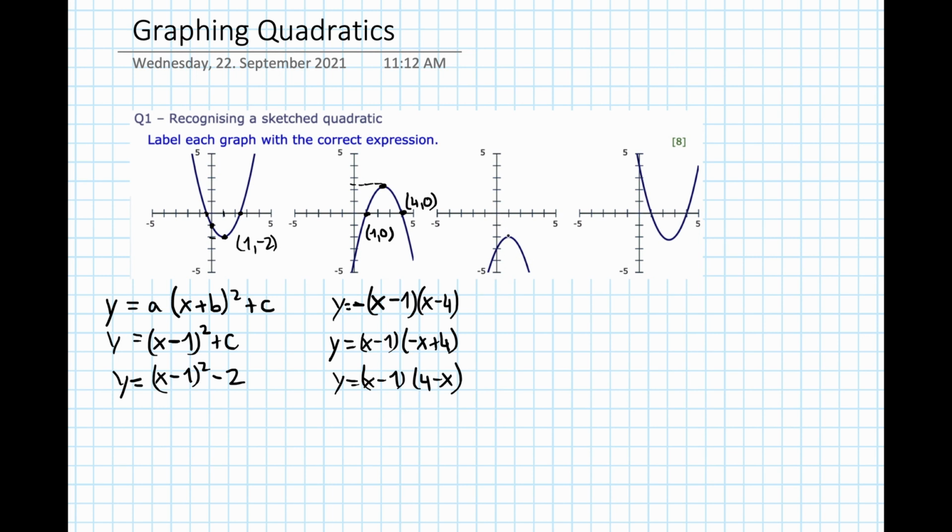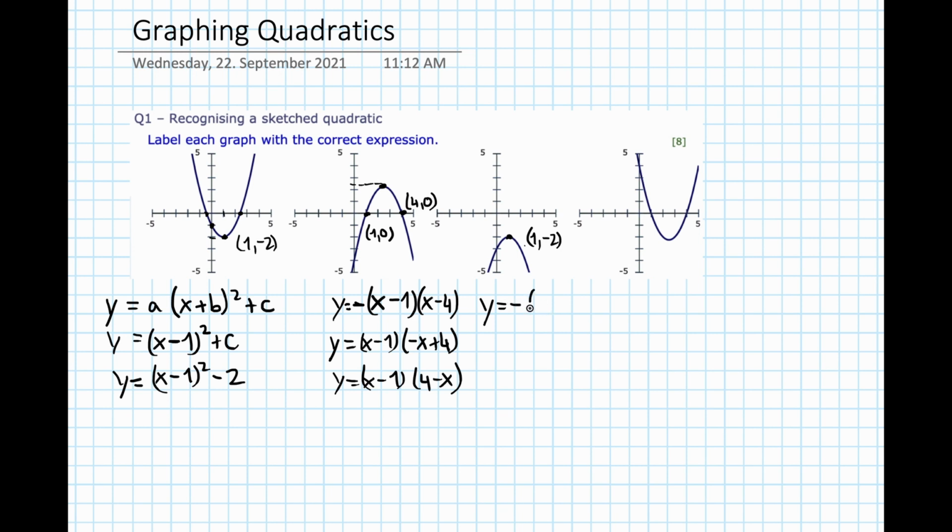For this one again, we need the maximum point over here, which is at 1, -2. So that already looks like the one we did earlier, which is true. It's actually exactly the same, except now the parabola is facing downwards. So we have to add a negative in front.